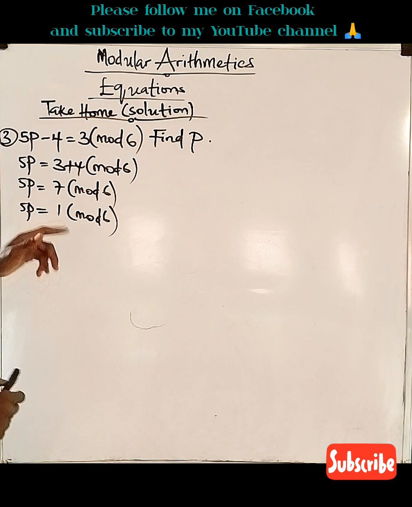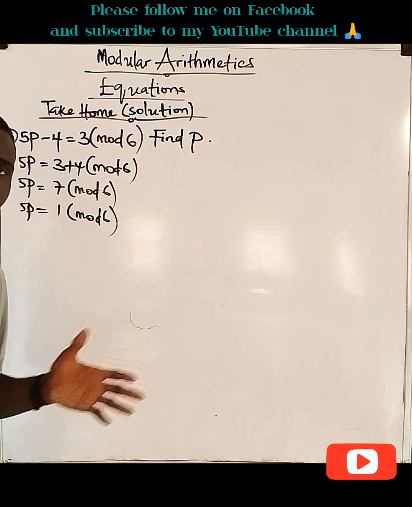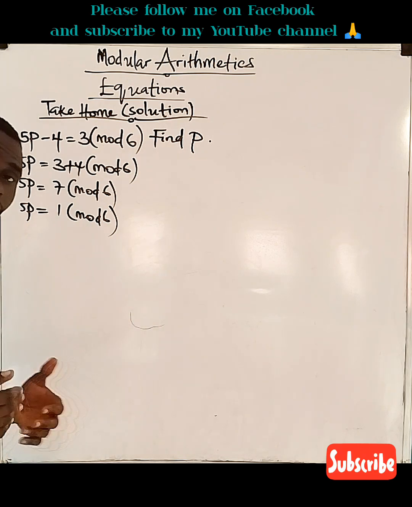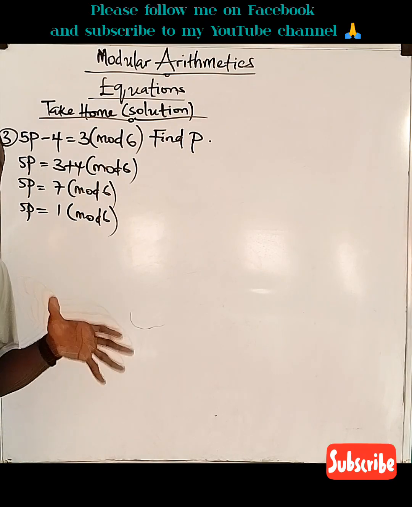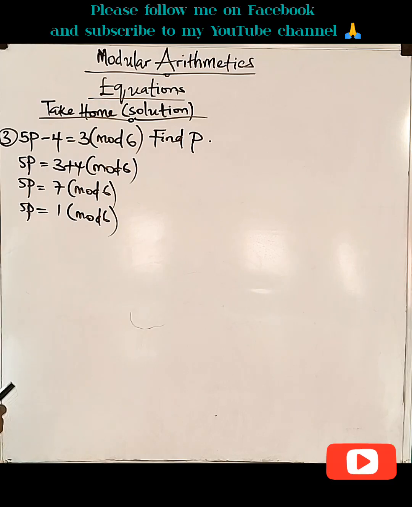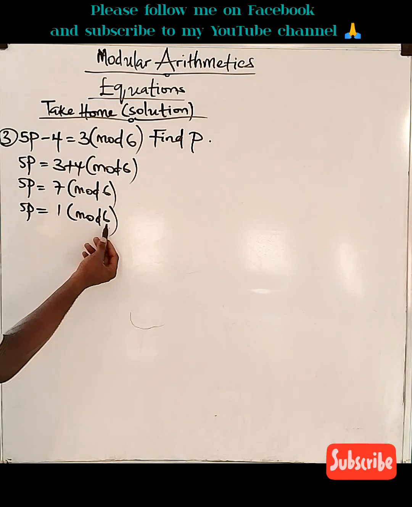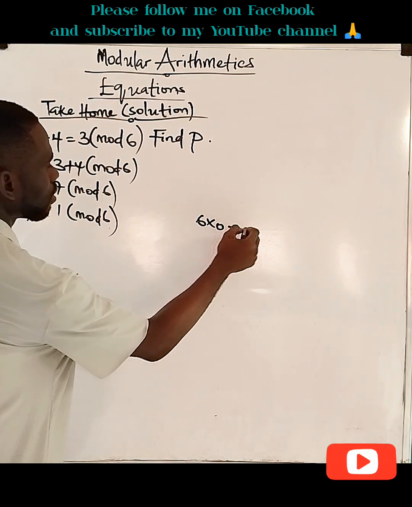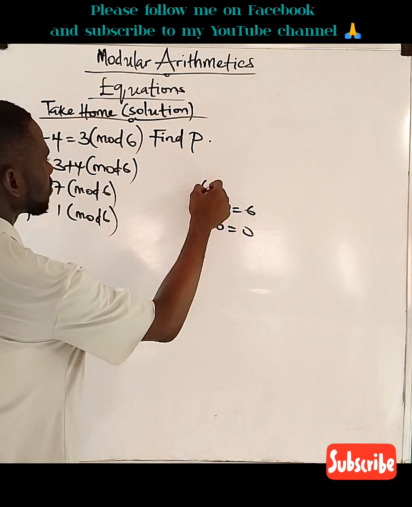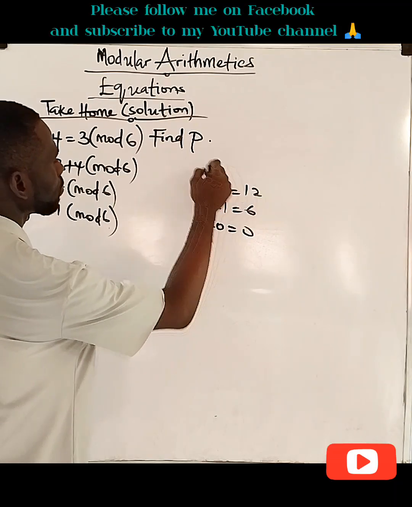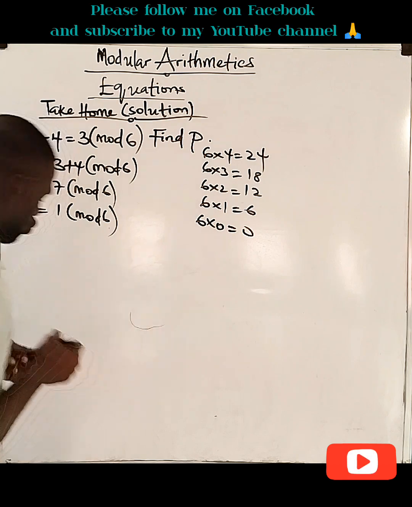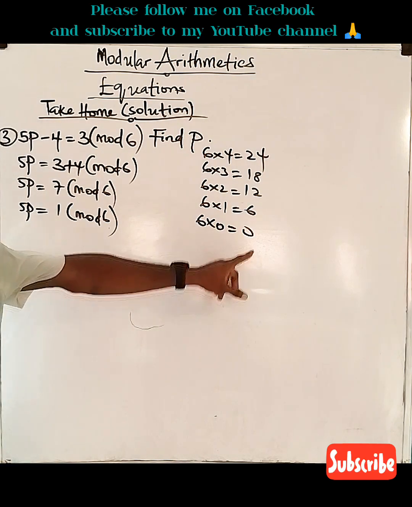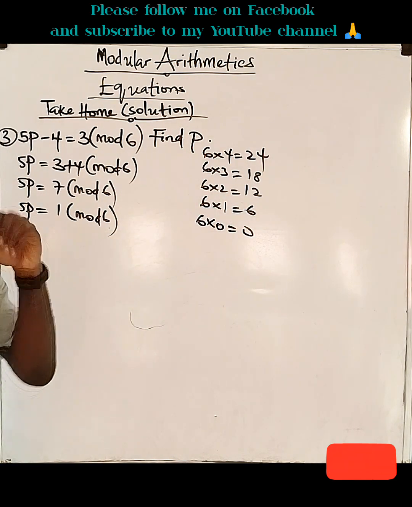Don't forget that when we talk about modulo 6, the set of numbers that make up modulo 6 should be between 0 and 5: 0, 1, 2, 3, 4, and 5. The numbers that make up modulo 6 should not even reach 6. So we have 5p equals 1, and it's very simple for us to solve this. We're going to create a table of the multiples of 6. So we have 6 times 0 is 0, 6 times 1 is 6, 6 times 2 is 12, 6 times 3 is 18, 6 times 4 is 24. We add each of these multiples to 1, then we end up with an equation we're going to solve for the value of p.